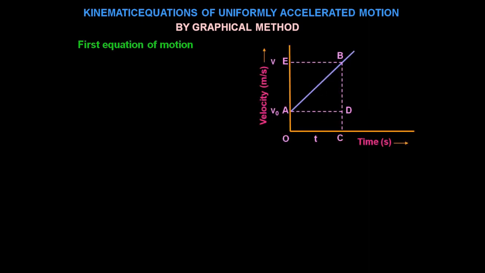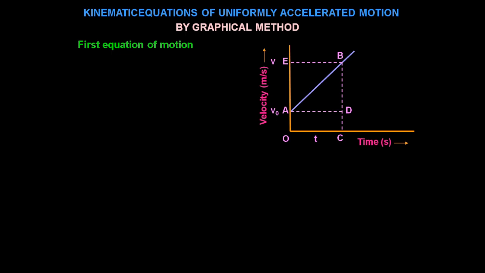So now, for the kinematical equations, let us try to move from the mathematical form to the graphical form and analyze the same using the graphical method for the first equation of motion. Let us take the velocity time graph, because our first equation of motion is v is equal to u plus at, where there is a relation between v and t. So we take the velocity time graph.